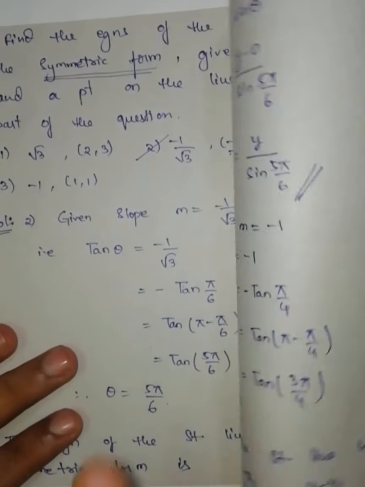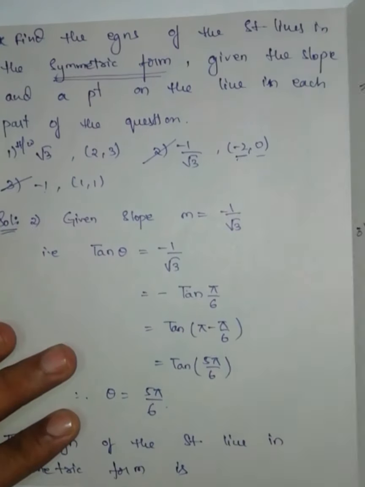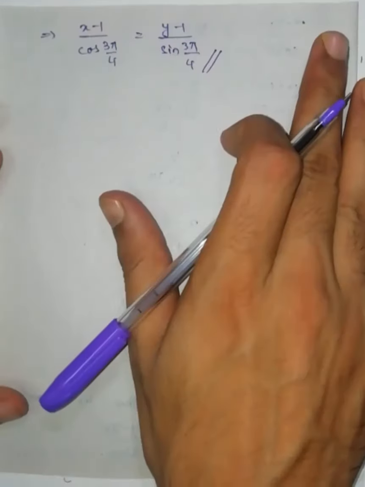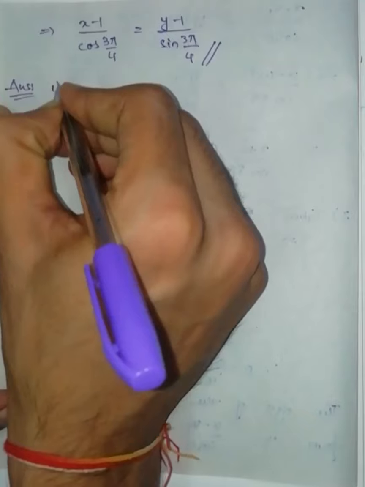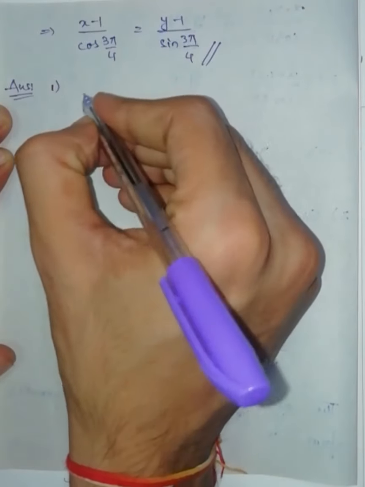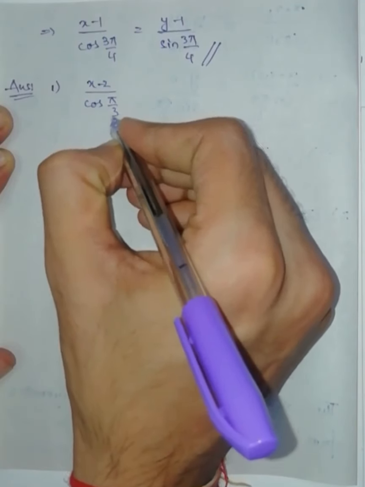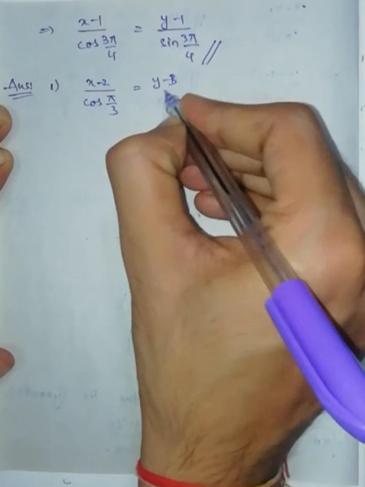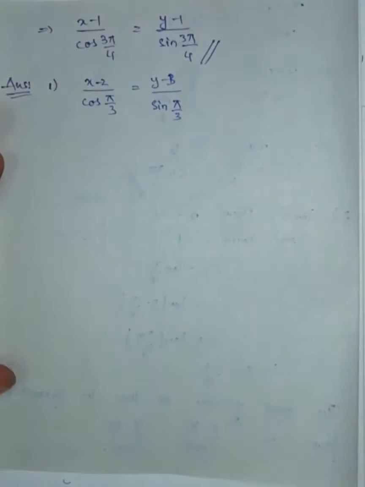Now similarly do this one as a homework, first one, and the answer for the first one I am writing here. You have to get this answer for the first one. You have to get (x minus 2)/cos pi by 3, which is equal to (y minus 3)/sin pi by 3. This one you have to get the answer.